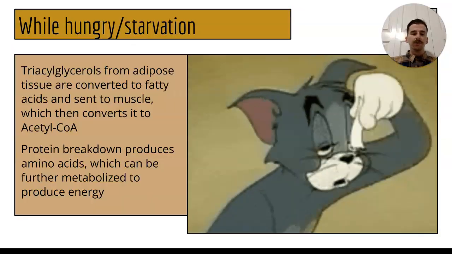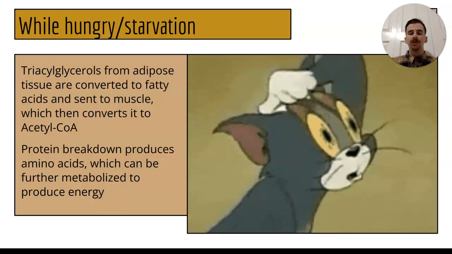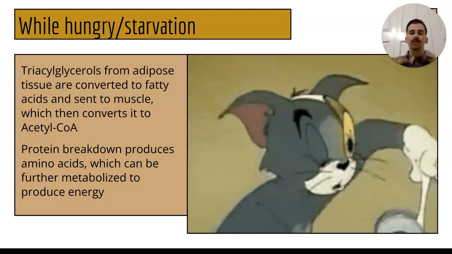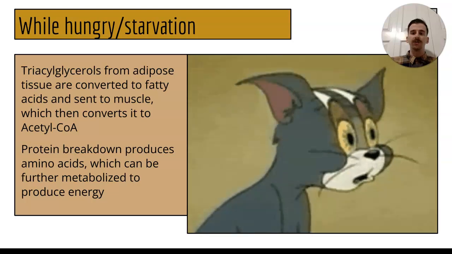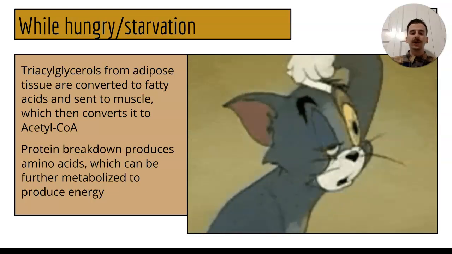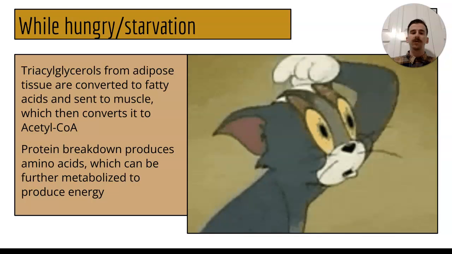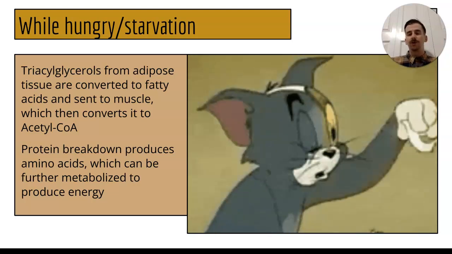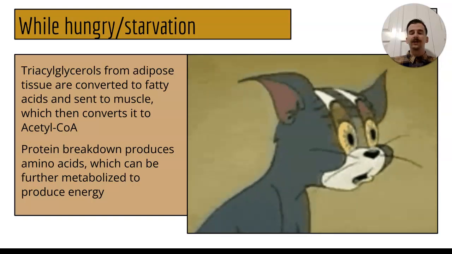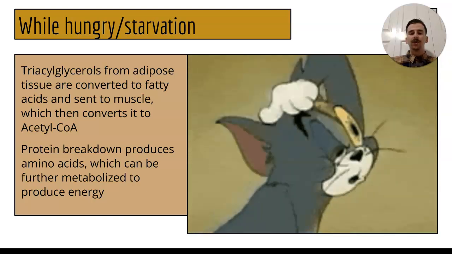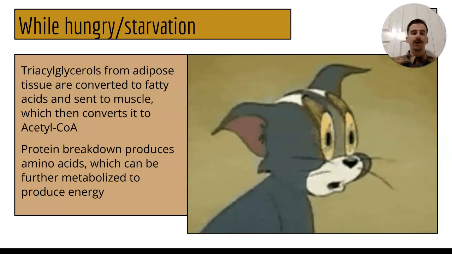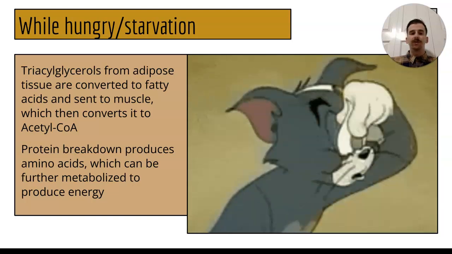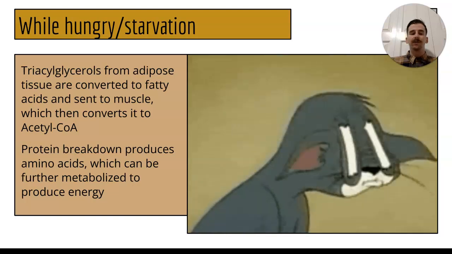And then, if we're hungry, if we're really low on energy, then we can burn into our fat reserves, which a lot of people try to do so they can lose weight. But those triacylglycerols from adipose tissue can be converted into fatty acids, sent into muscle, converted into acetyl-CoA, and then again put into that citric acid cycle so that we can have more energy, even if we haven't eaten enough glucose to provide what we're doing, or if we're doing a lot of exercise.